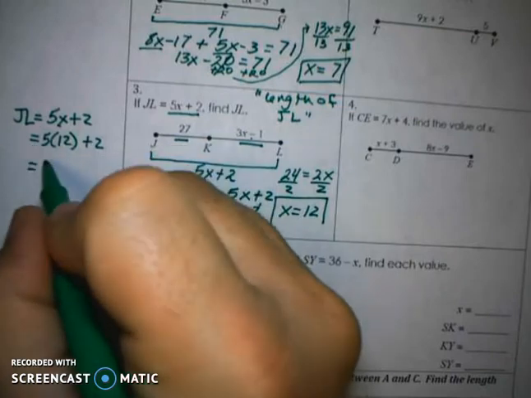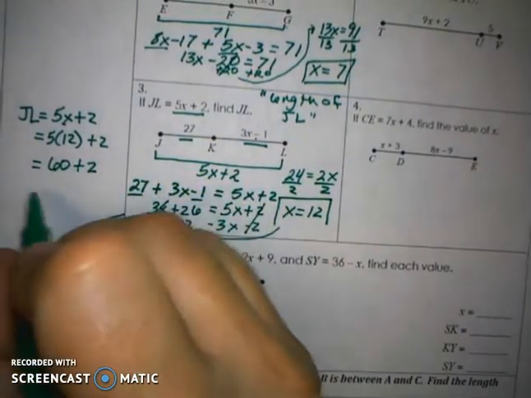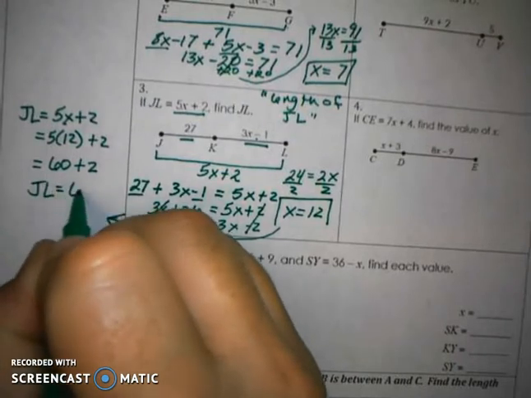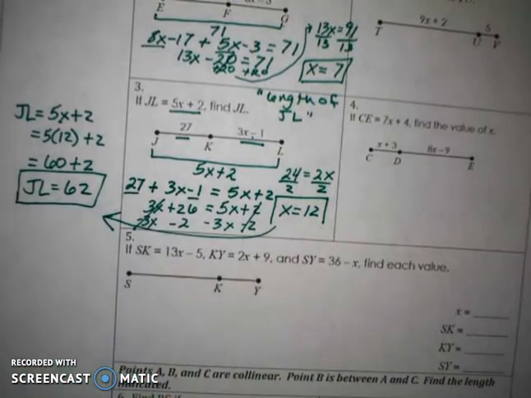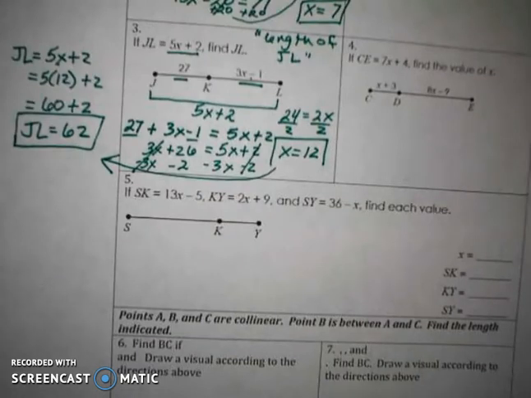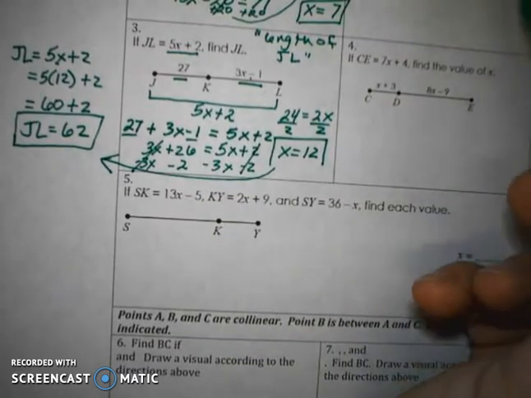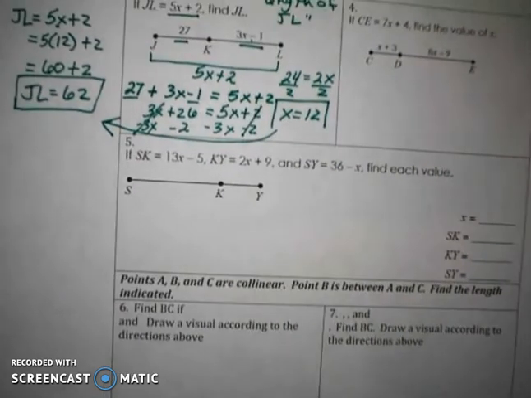Now, 5 times 12 is 60, if you remember your multiplication facts. Then I have to add 2. So the full length of JL is 62 units of measure, whatever those units of measure are, which we aren't told, so that's okay. All right? And so that is how we can use some algebraic skills with this part plus part equals whole idea to find lengths in a given situation. But with lengths of segments, we have to have 3 points that are collinear. Sometimes we'll have more than that. But for now, this is what I want us to do.